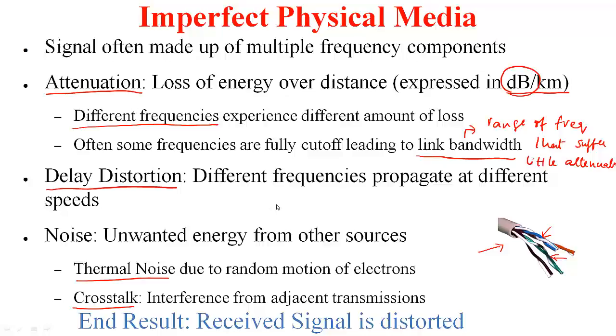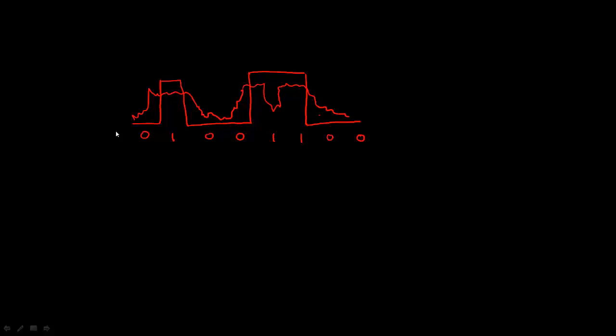Let me show an example. Suppose you were to send this particular square waveform through a medium, what you will receive is represented by this. As you can see, it is very squiggly because of the noise, and the attenuation as well as delay distortion widens the particular pulse. So this is a pulse which got widened because of the attenuation as well as the delay distortion.